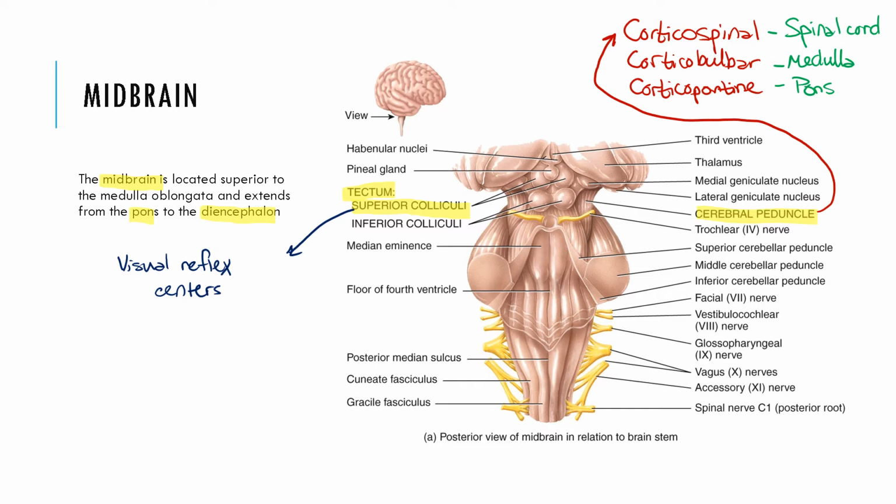Then we have these 2 inferior elevations, which are called inferior colliculi. And these are part of the auditory pathway, and these relay impulses from the receptors for hearing in the inner ear to the brain. So these 2 nuclei are also going to collectively be reflex centers for the startle reflex.